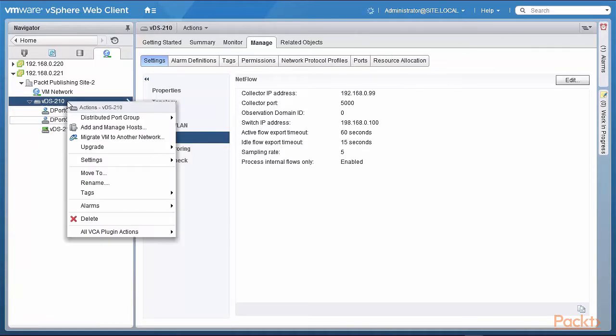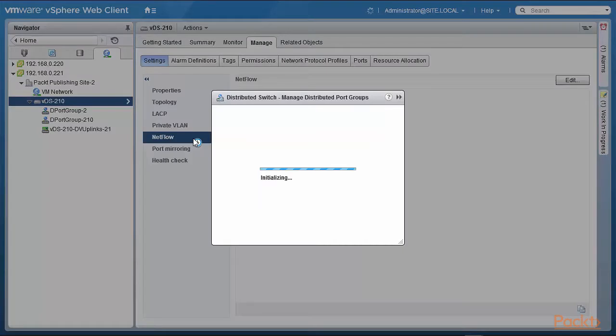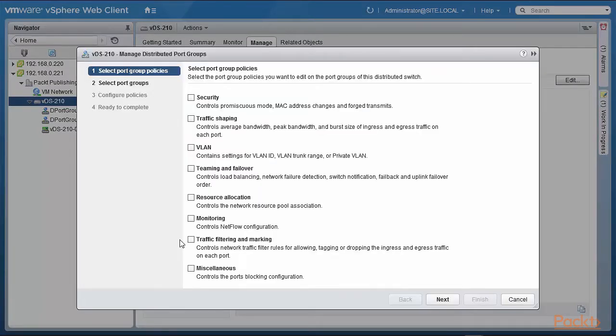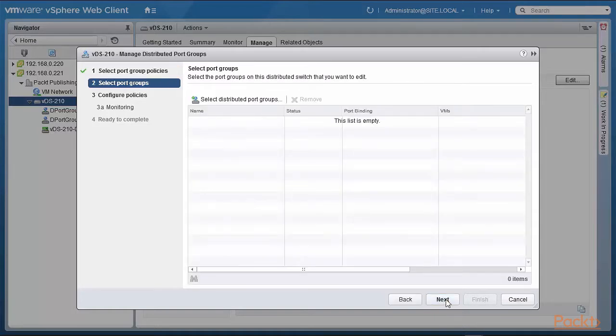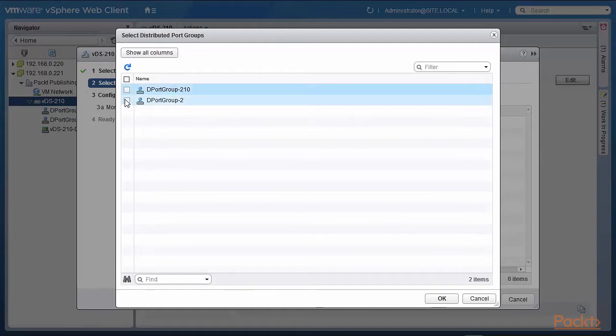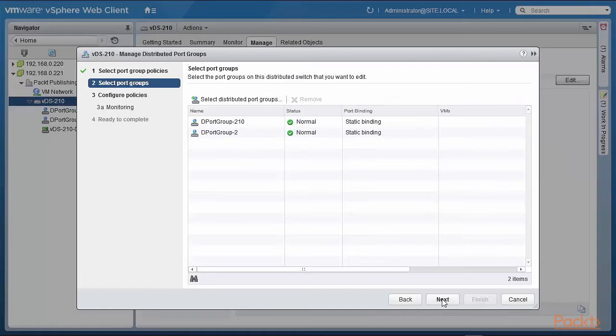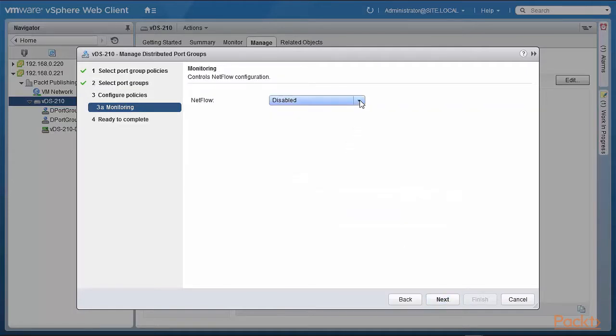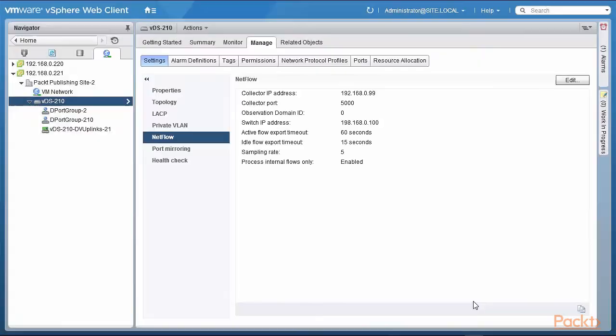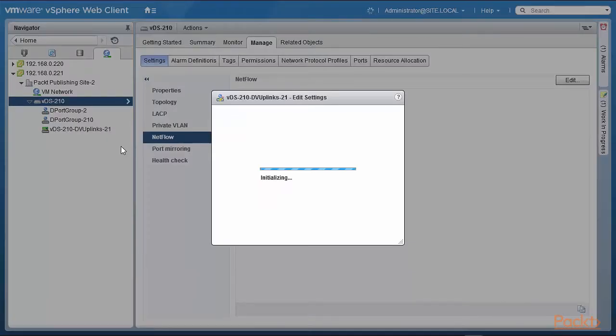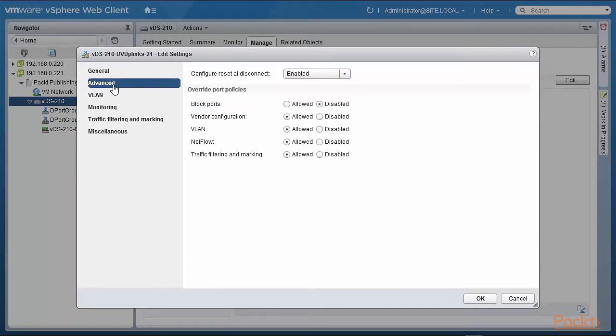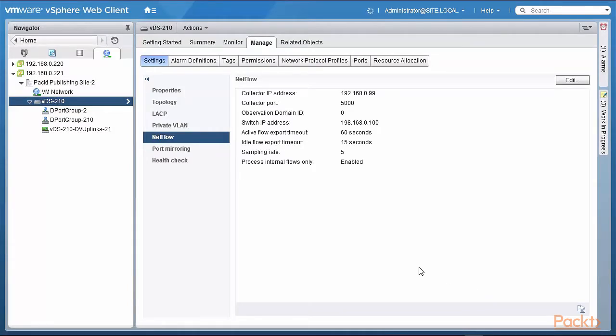In the meantime, let's right click on our VDS again and go to distributed port group and manage all the distributed port groups together, just to be sure that we have good configurations there. What we are looking to do here is basically to control the NetFlow configuration, monitoring. We select both the port groups that are available on this VDS and click OK. We again have to shift click to select both. I click on next. NetFlow is disabled. I enable it and click next and finish, and that takes care of that. The next step is to go to the DV uplinks. I edit settings, and we look for advanced, and we make sure NetFlow is allowed, and we click on OK, and that takes care of it.